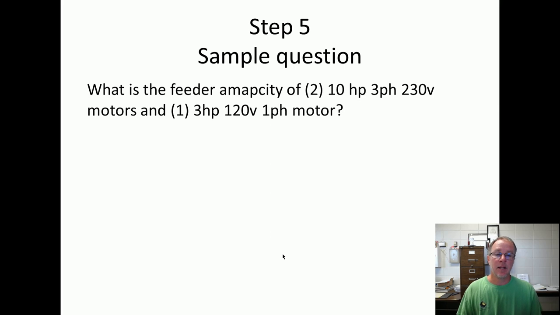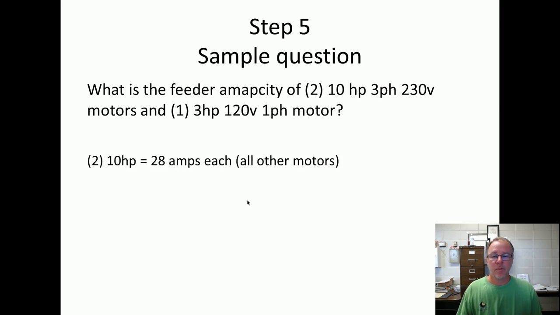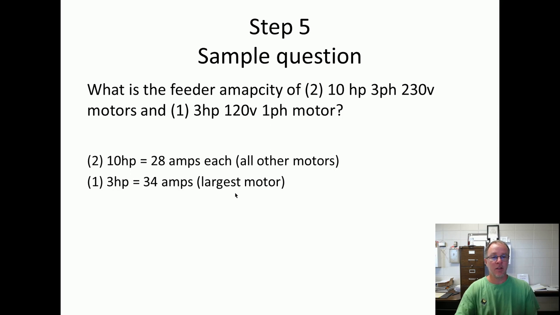So that's what we're going to size and base it on. That way the other two phases will be the same size wire. But what is the feeder ampacity of two 10-horse motors? They're 28 amps each. Well, the 3-horse 120 volt is 34. So you're sitting there thinking 10 horse, that's the largest motor. It is not. The 3-horse 120 volt pulls 34 amps.